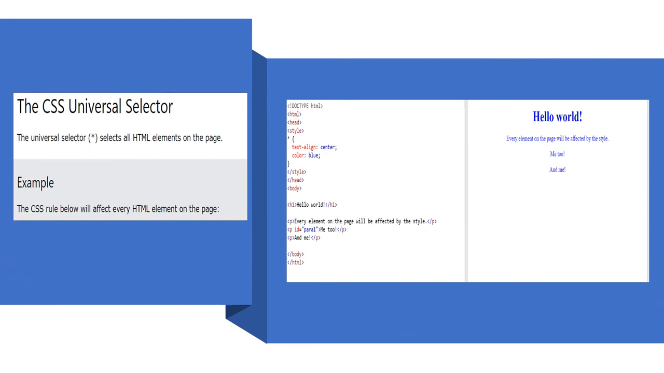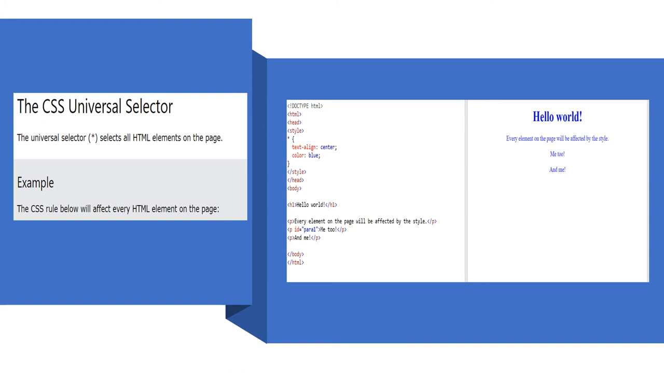And next we have the CSS universal selector. Universal selector means all the HTML elements on your web page can be selected at once by using the star symbol, the asterisk symbol. You can add CSS properties to all the elements included in your web page. This will affect each and every HTML element on your web page.